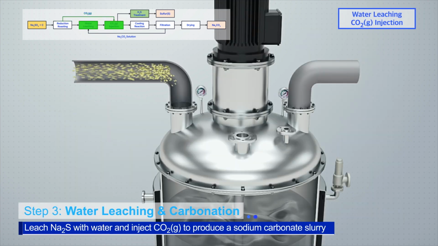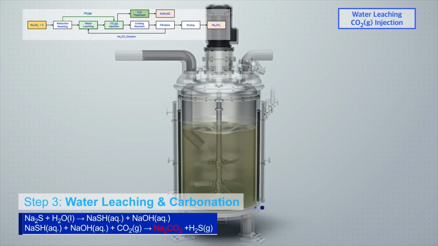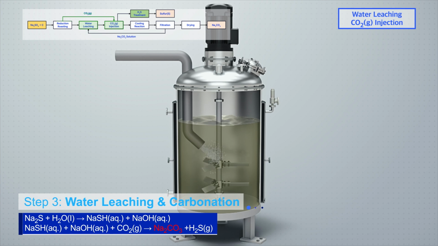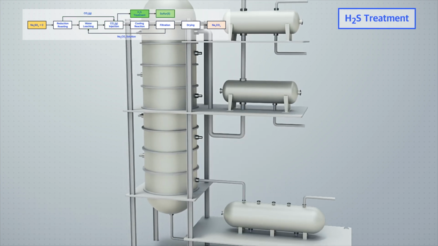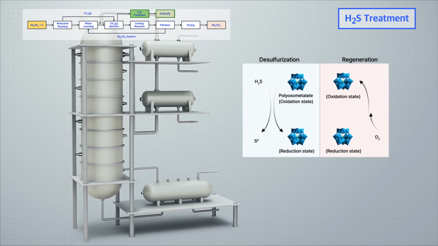In the third step, the produced sodium sulfide is thoroughly stirred with water to create solutions of sodium hydrosulfide and sodium hydroxide. Then, carbon dioxide gas generated in the previous step is injected into the solution tank to precipitate sodium carbonate. The hydrogen sulfide gas can be converted into high-purity sulfur using the sulfur recovery technology which is commonly used by oil refining companies. It alone can be sold. This technology is already globally commercialized.